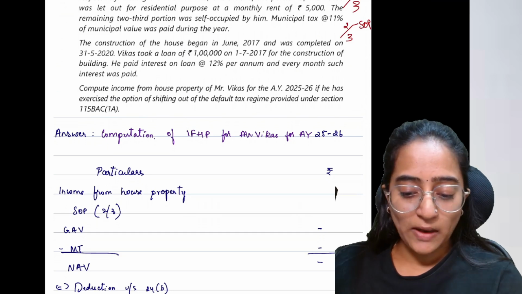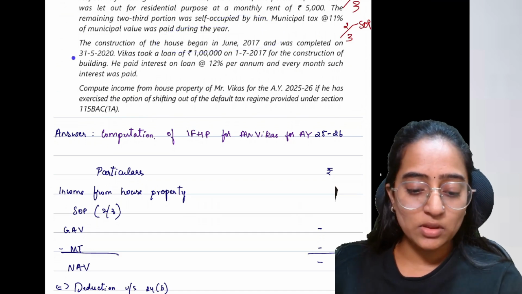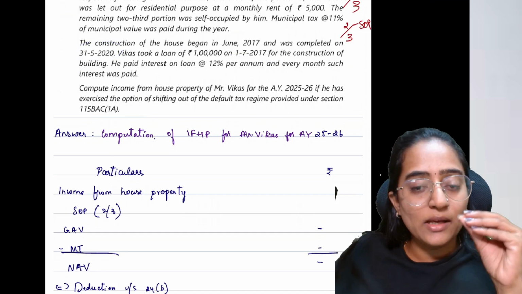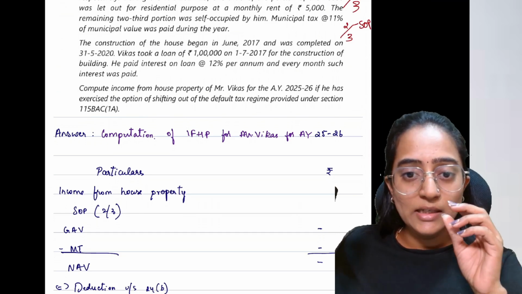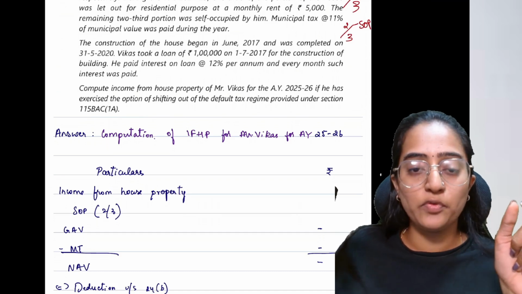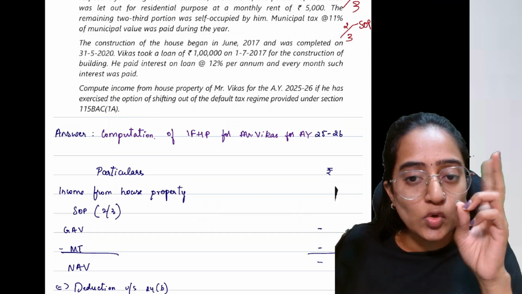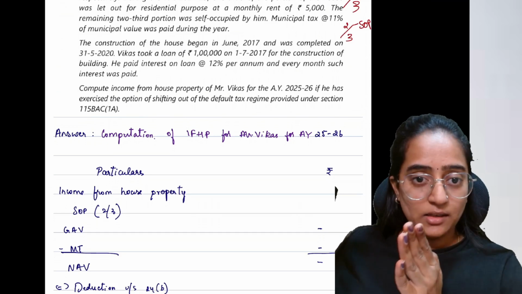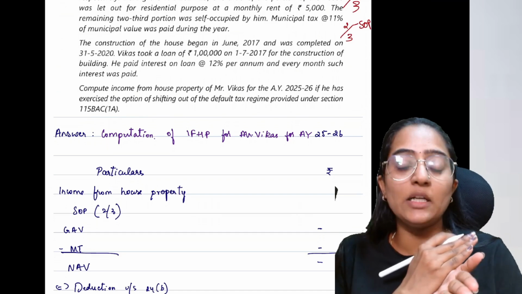See, this person began the construction in June 2017 and completed it on 31/5/2020. He took a loan on this day. As per section 24B, you are going to classify the interest as pre-construction interest. Pre-construction interest starts from the date of taking the loan or the commencement of the construction, whichever is later, and it ends on 31st March of the year preceding the relevant previous year.